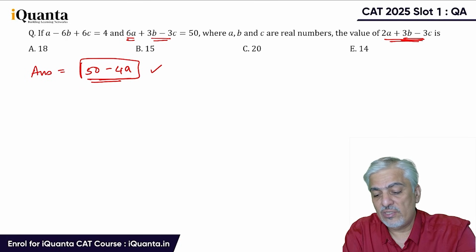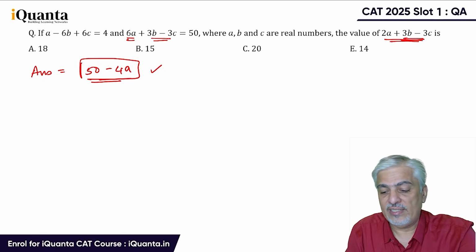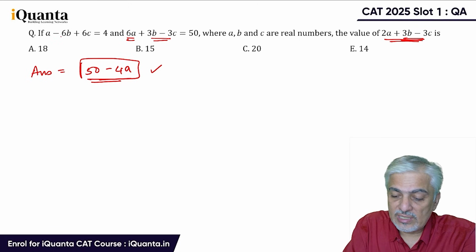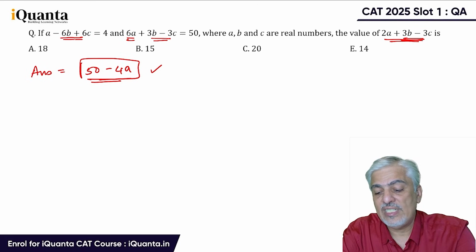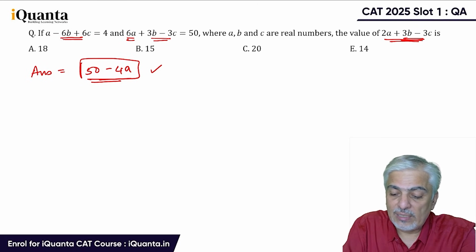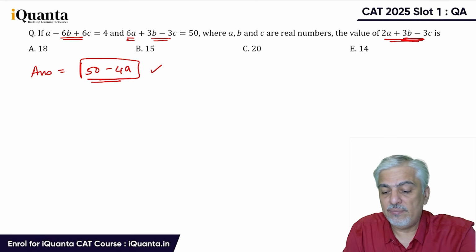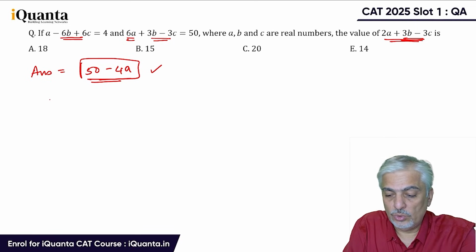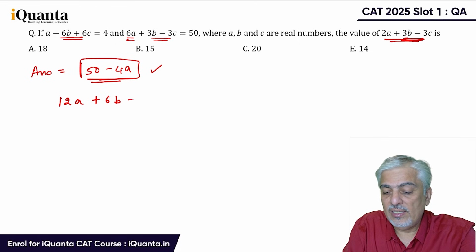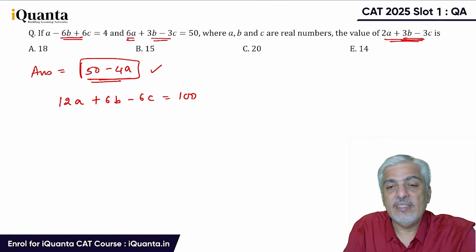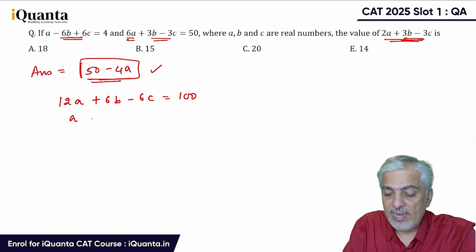After this, I could have gone to the options thinking that most probably A will come as an integer. Not that they have said anything like that, but I could have tried that. But all that was not needed, because this came out to be 6B minus 6C, which is as good as double of this. So if I multiply the second equation by 2, I get 12A plus 6B minus 6C is 100. And if I just write the first equation below that, A minus 6B plus 6C is 4.